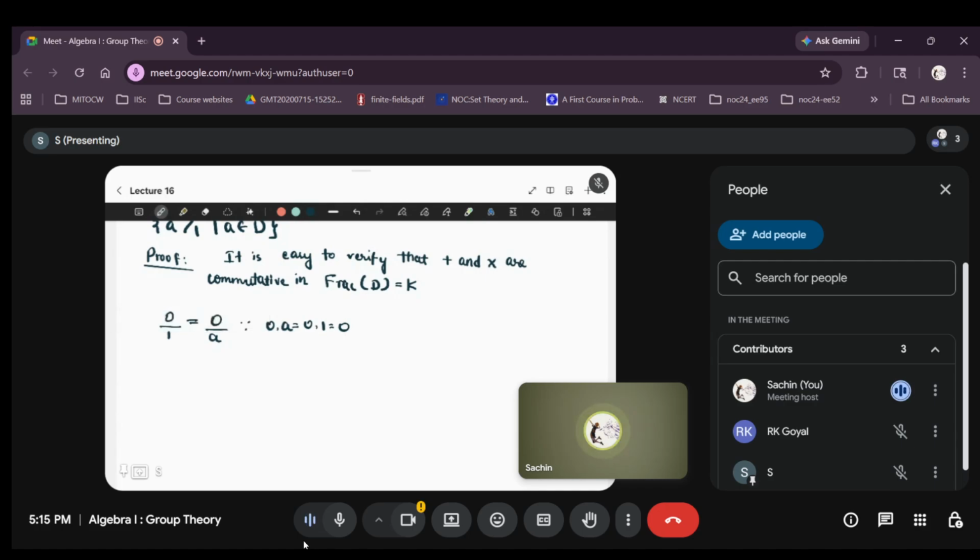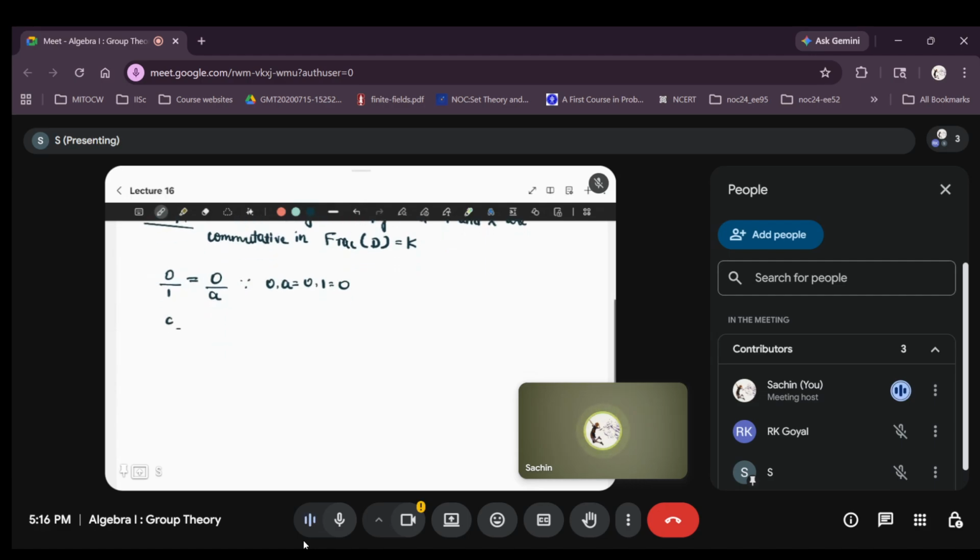Now this is the identity because if you take some element c by d and add 0 by 1 to it, you get c into 1 plus d into 0 divided by d into 1. This is c into 1 plus 0 by d into 1, which is c by d. So this is the additive identity, the equivalence class of 0 by 1.